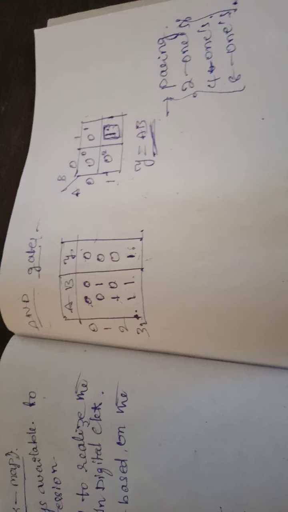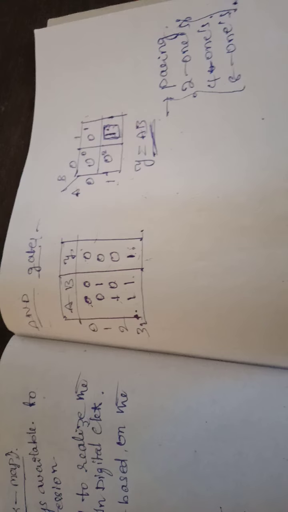So I've represented it like a map. This I'm considering as A, this as B. So B is represented this way, A is represented this way. B has 0 possibility and 1 possibility. Similarly, A also has 0 possibility and 1 possibility. These are the combinations available, right? One is A bar B bar, that is the 0th position. A bar B, that is the first position.